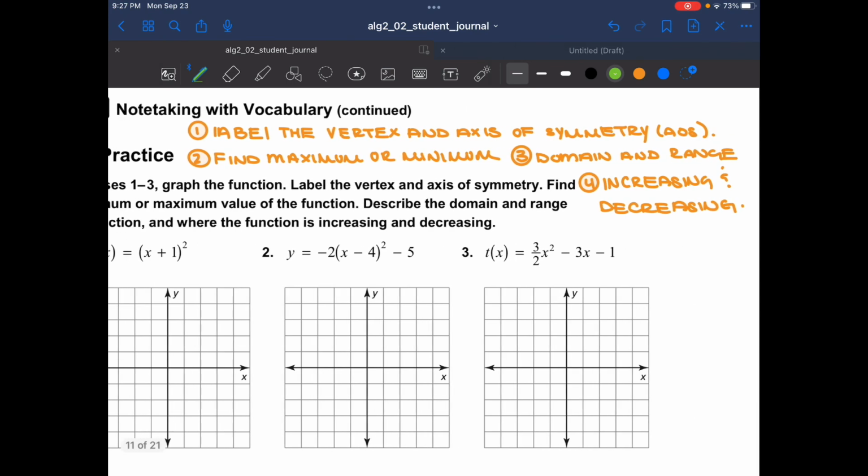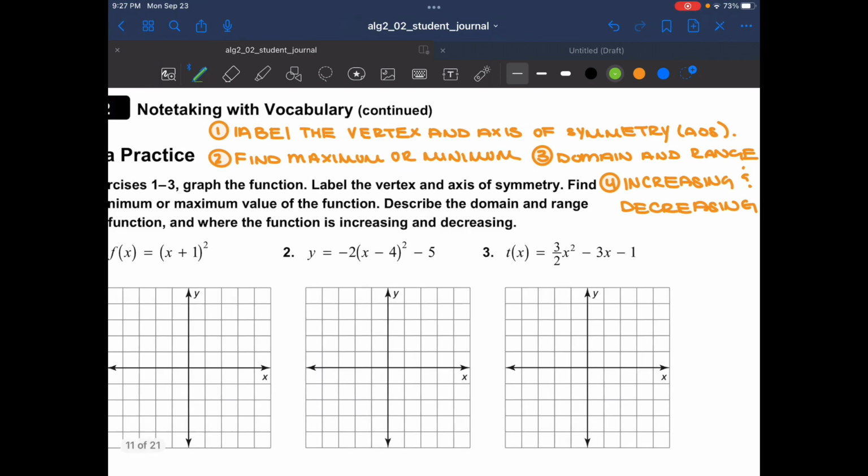So the first thing we need to do is label the vertex and the axis of symmetry. Then we're going to find the maximum or minimum. Then we're going to find the domain and range and increasing and decreasing intervals.